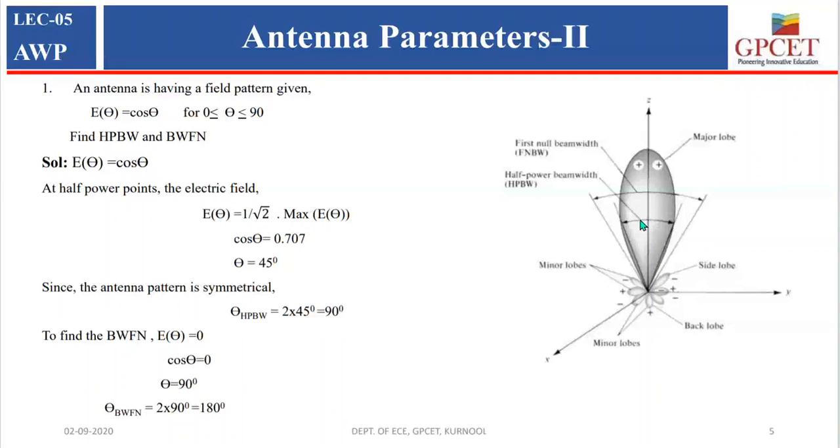Similarly, to find the beam width between the first nulls, this is the first null direction at the left side and this is the first null direction at the right side. To find the angle between these two, we must equate the field pattern to 0. That means there is no radiation. Here there is no radiation, that's why we are equating the radiation pattern to 0.